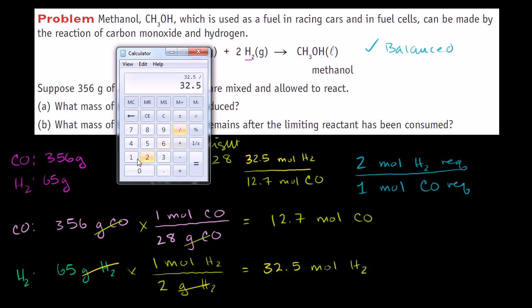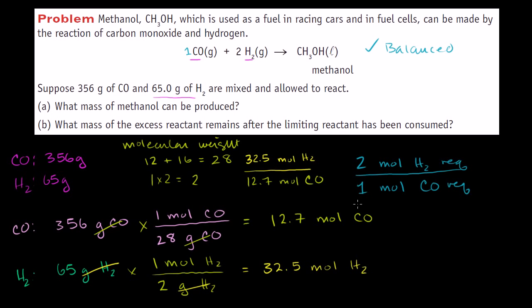32.5 divided by 12.7. Oh, no, that's not right. Let me write that again. 32.5. Man, these buttons are tough. Let me do it with the keyboard. 32.5 divided by 12.7. That's a lot better. It's 2.56. So this can be rewritten as.